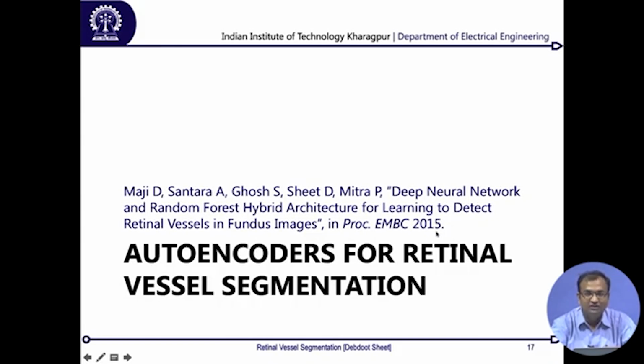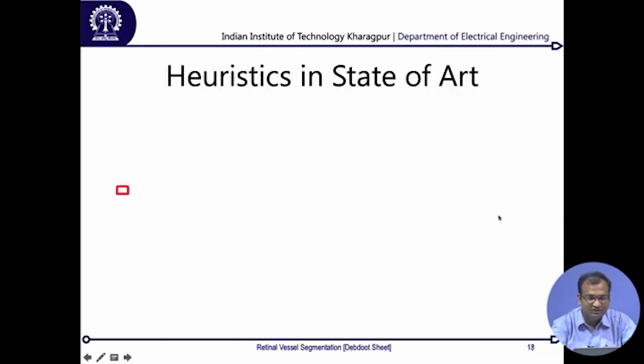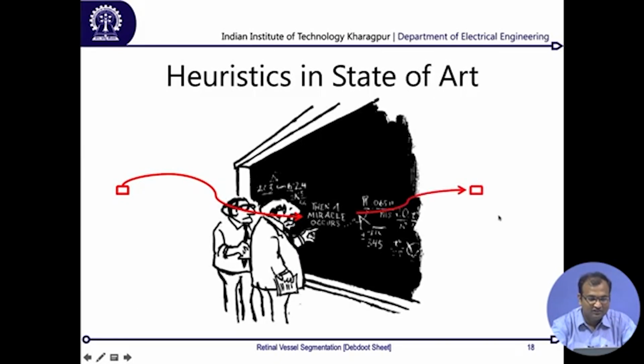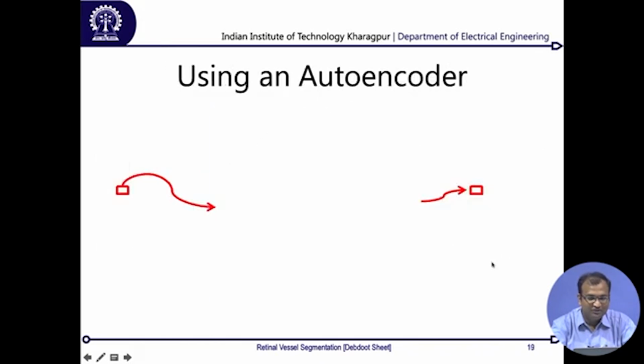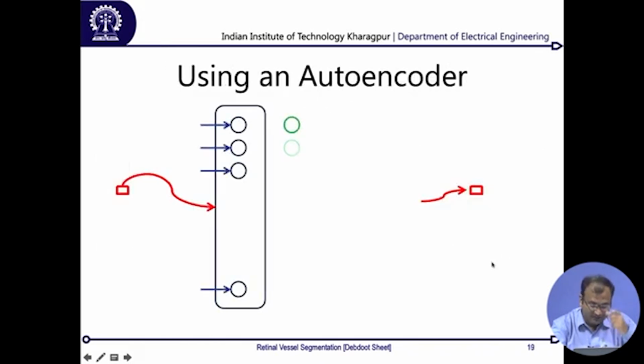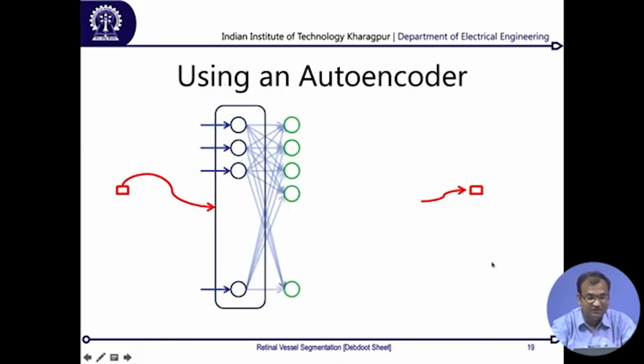The next topic is using autoencoders for retinal vessel segmentation, and this is one of our papers from EMBC 2015. If you look at the earlier method, it somehow appears like there is some sort of heuristic jugglery going on, and out of all of these mathematics you are able to prove it. Now if we want to do it using a data driven approach, can we do it? That is the question we were asking here.